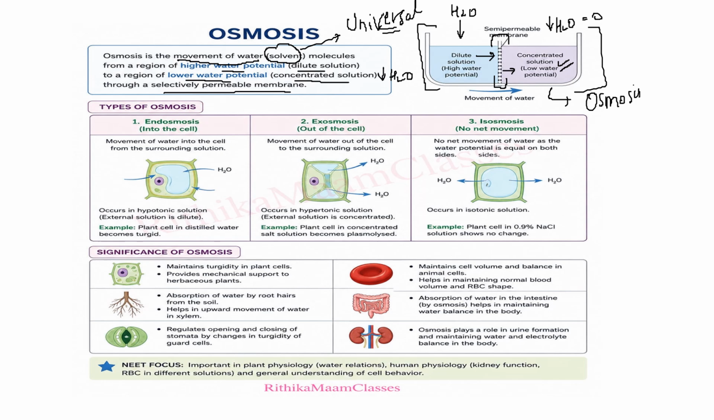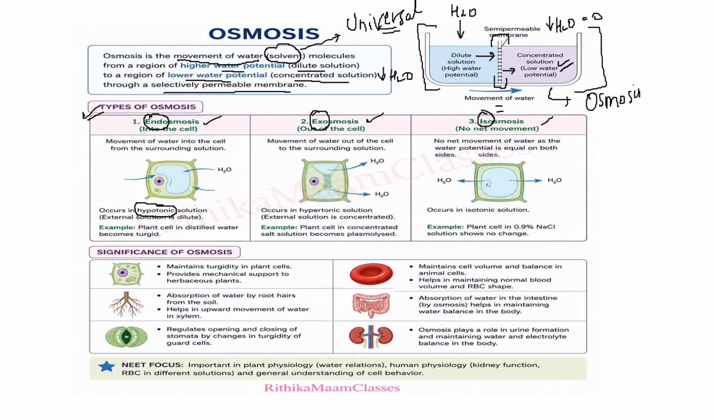Next, if we see about the types, there are three types: endosmosis, exosmosis, and isosmosis. Just as the name suggests, these prefixes: endo meaning inside, exo meaning outside, and iso meaning equal, wherein the concentration is neither too high nor too less, it's just equal outside and inside the cell. Endosmosis usually occurs in hypotonic solution.